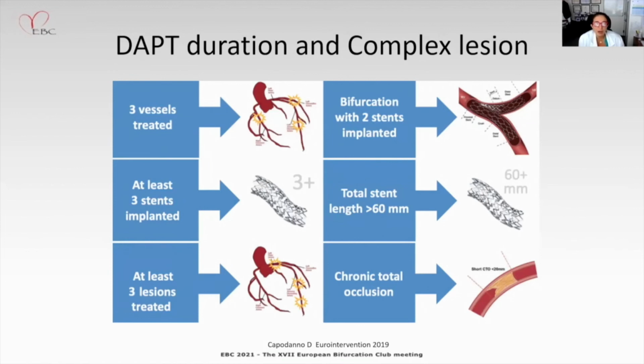So it kind of comes back again for us to think about complexity of the lesion and DAPT duration. If you have a 2-stent implantation, longer stents or chronic total occlusions, we're calling those more complex lesions and probably seeing a better benefit in prolonging DAPT in those patients.